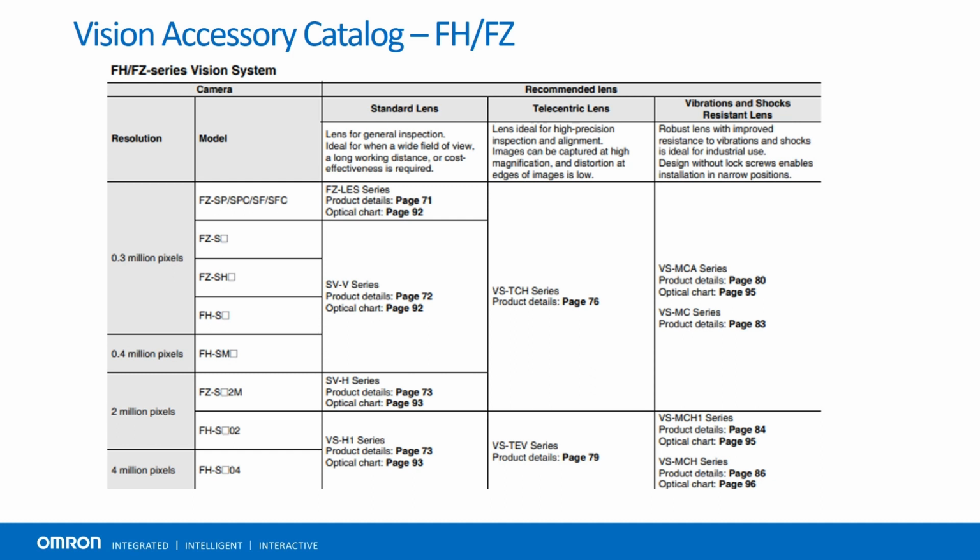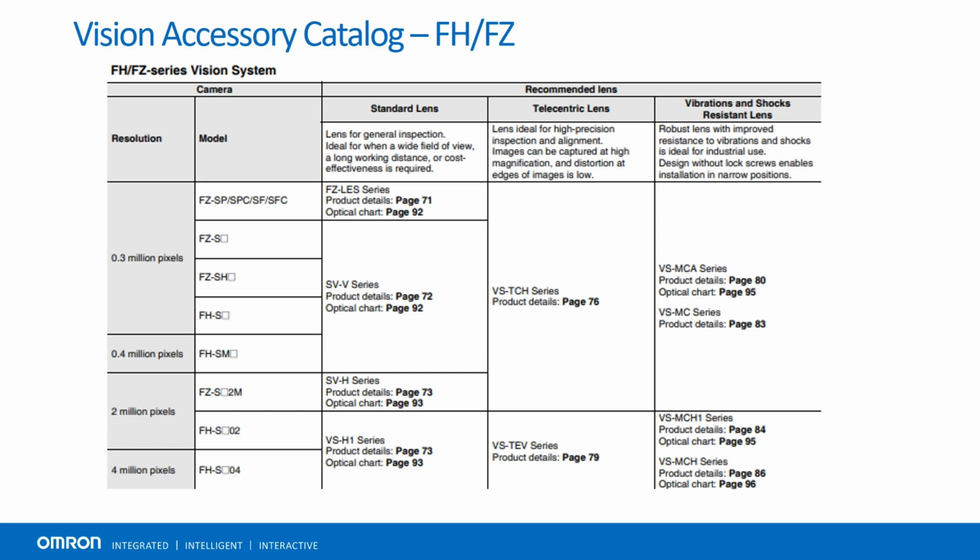On page 70 of the Vision Accessory catalog, we can see the recommended lens charts for all FH and FC cameras. To properly narrow down the series of lenses you will need for your application, you must first know the resolution or model of camera you will be using and whether a standard lens, telecentric lens, or vibration and shock resistant lens is necessary. For example, if we know that we want to perform a measurement using an FH-SC04, we see the VS-TEV series is recommended, and the details of this lens series are on page 79.